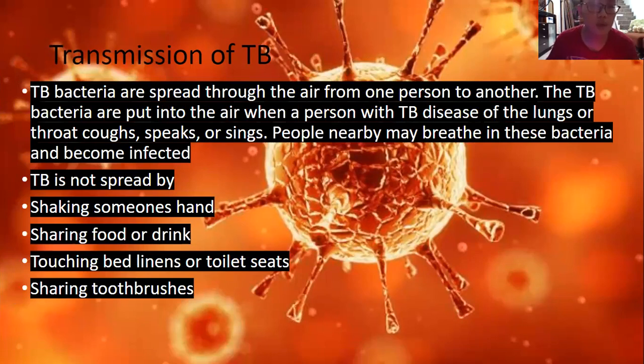Transmission of TB. TB bacteria are spread through the air from one person to another. For example, if I cough on other people, they will get infected. But TB is not spread by shaking someone's hand, sharing food or drink, touching bed linen or toilet seats, or sharing toothbrushes.